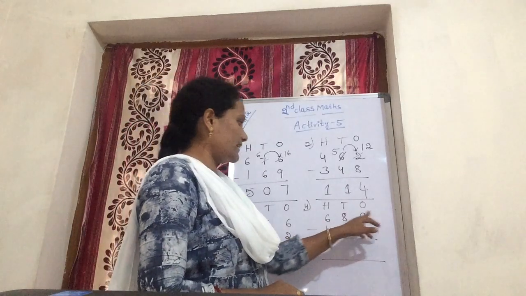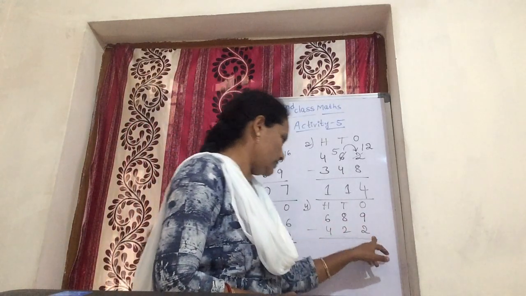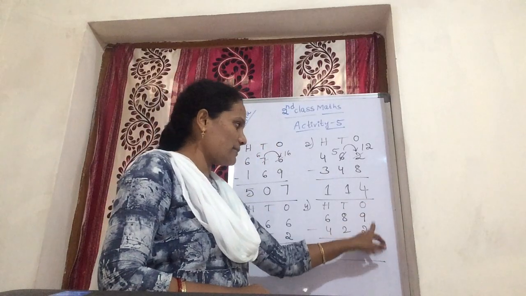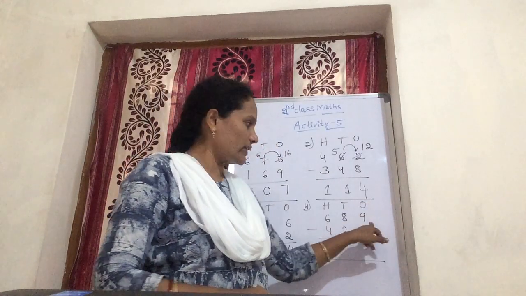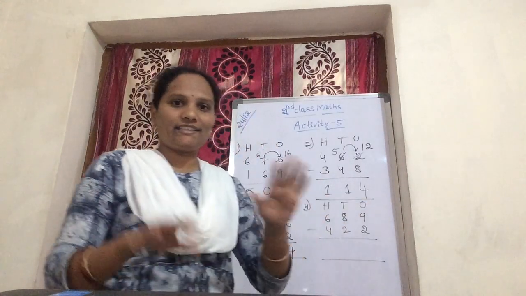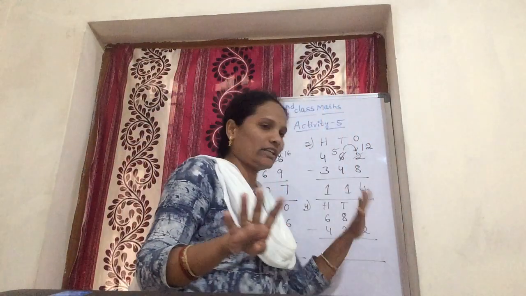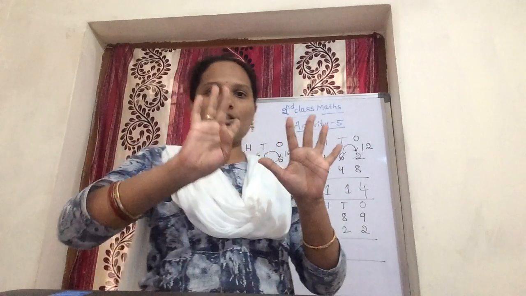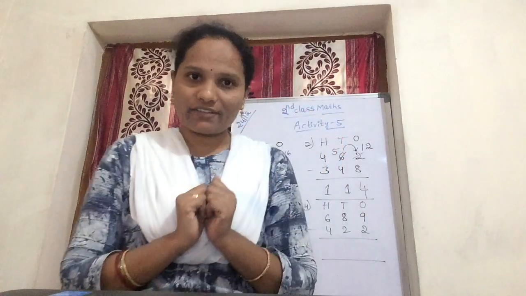Now 689 minus 422. Now coming from ones, 9 minus 2. Again you are taking how many, Amma? 9. Okay. You are removing how many? 2. You are removing 2. So still here how many are there? 7. This is one of the methods.